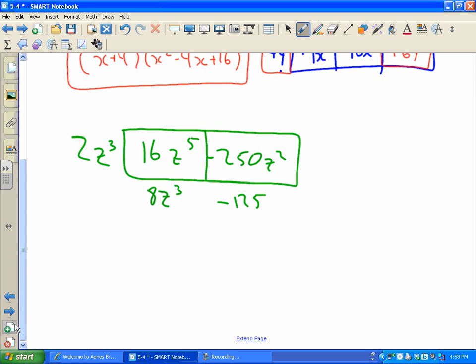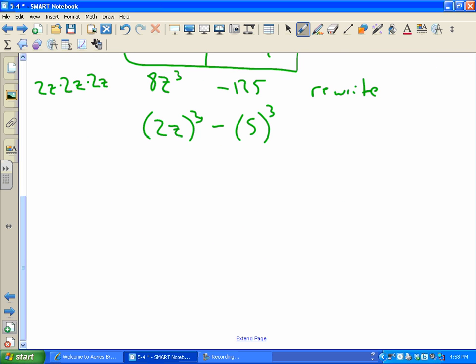I've recognized, or it's starting to look like, these are perfect cubes. So I'm going to do my rewrite. I'm going to rewrite 8z cubed as 2z cubed, because 2z times 2z times 2z is 8z cubed. I said squared there, I mean cubed, sorry about that. And then I'm going to write 125 as 5 cubed. Same game as before.